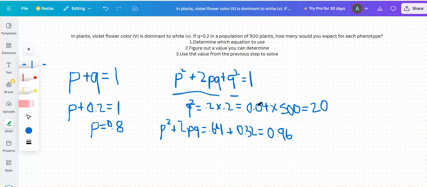And we know that 0.04 plus 0.96 is 1. So now all we need to do is multiply that by 500 in order to come up with the number of individuals with the dominant phenotype, which is violet flowers. So that's going to be 480. So, as you can see, I think the way that I solved it in the initial video was a little simpler, but you can also get to this by solving for both P and Q first. I hope this helps clear up some confusion.